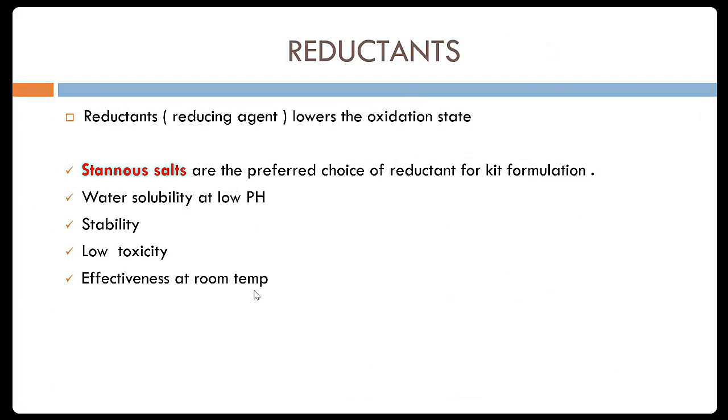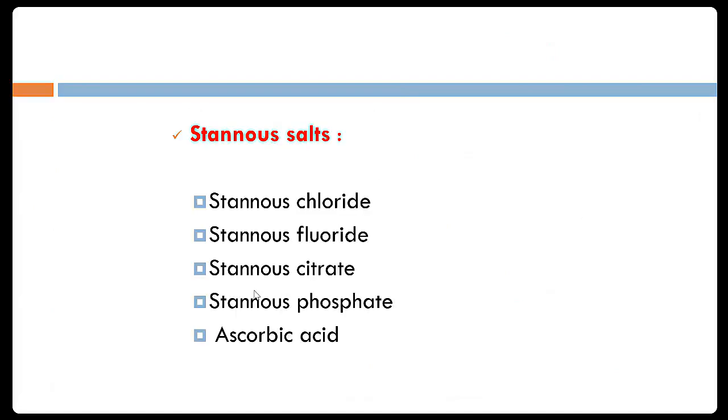They are water soluble at very low pH. They are stable, low toxic, and very effective. They are effective at room temperature also. Some examples of the stannous salts are stannous chloride, stannous fluoride, stannous citrate, stannous phosphate, and ascorbic acid.